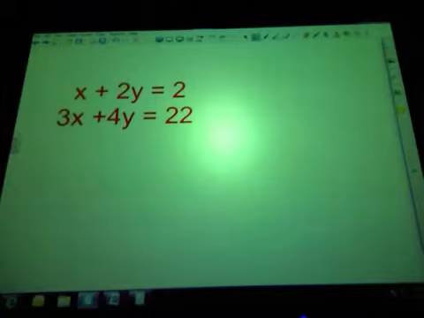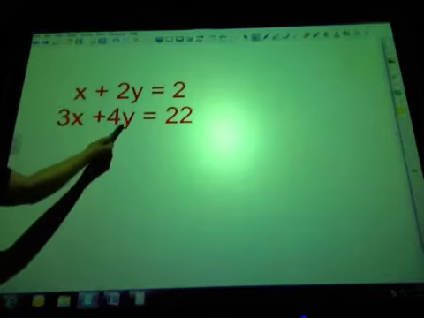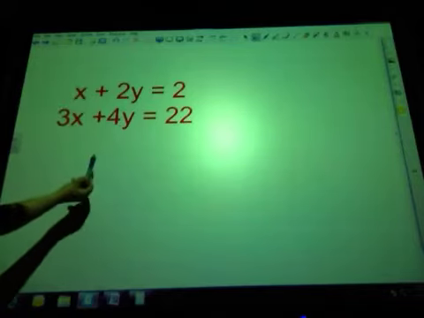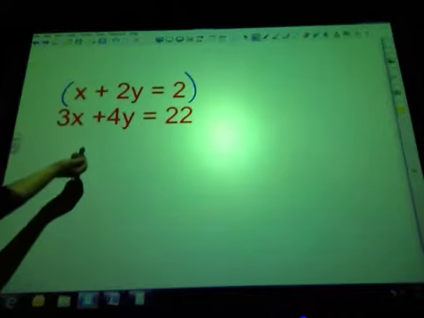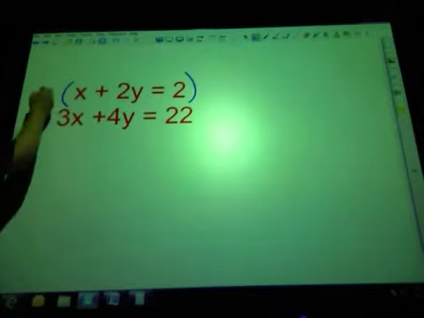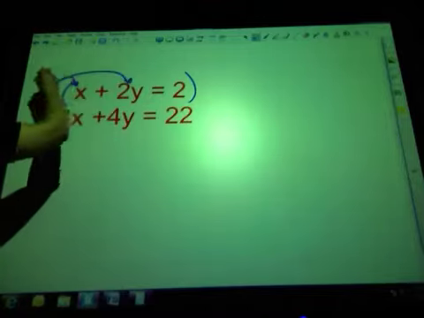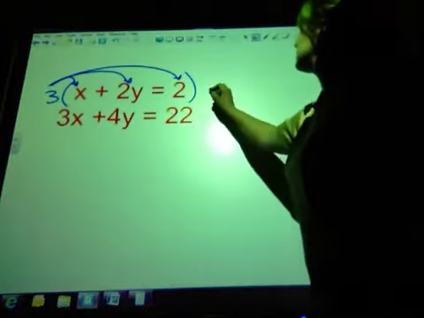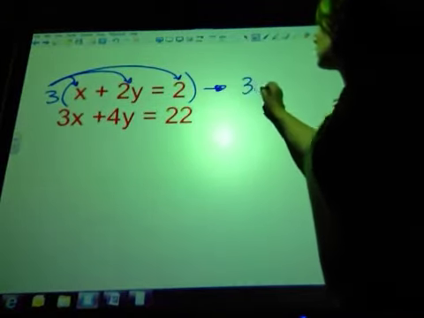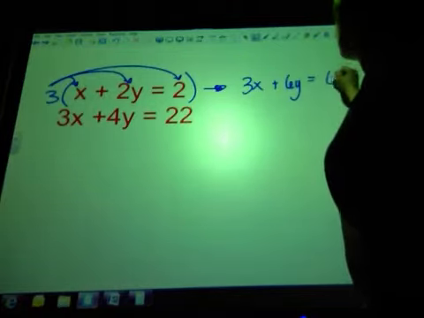However, I need to get either my x's to be the same number or my y's to be the same number. So what I'm going to do is multiply the whole top equation by 3, so my x's line up. Remember that we do 3 times x, 3 times 2y, and then 3 times the 2 that's down here. 3 times x is just 3x, 3 times 2y is 6y, 3 times 2 is 6.